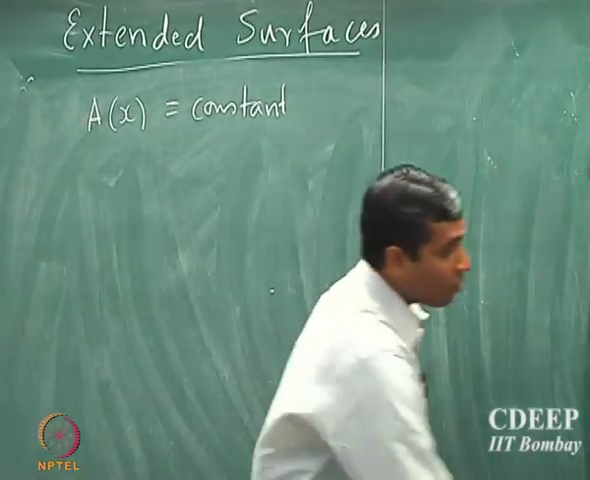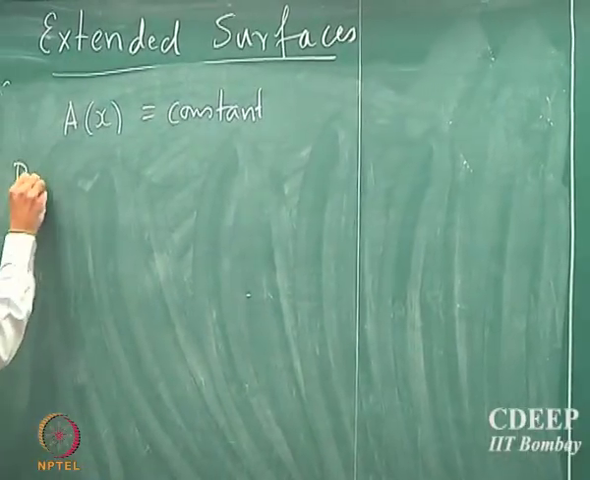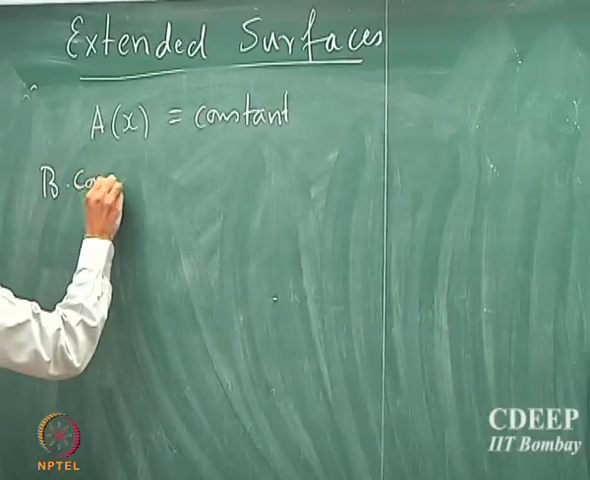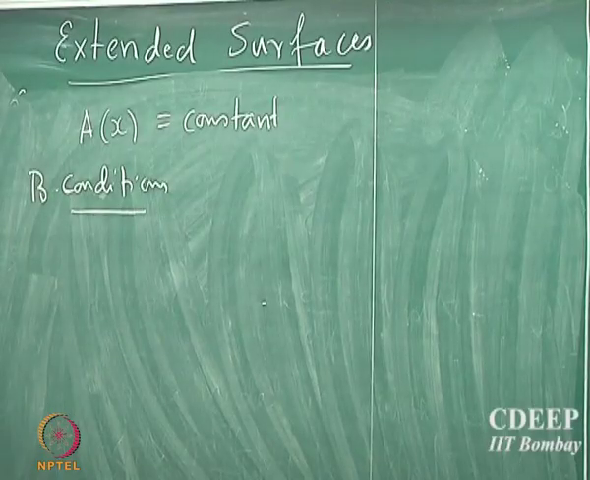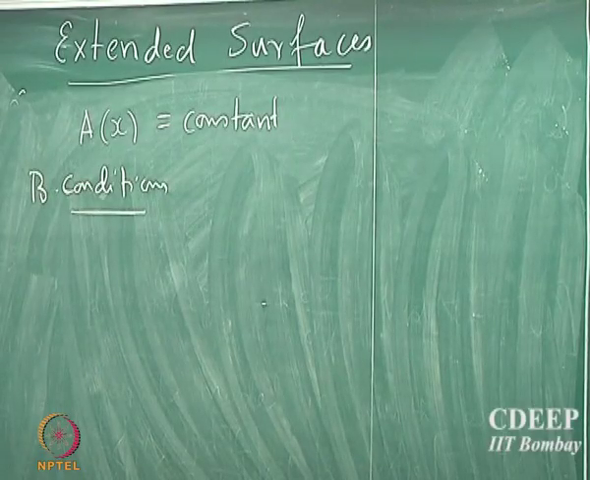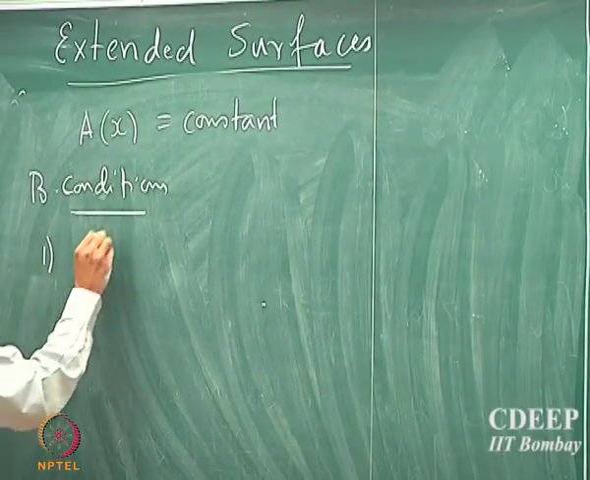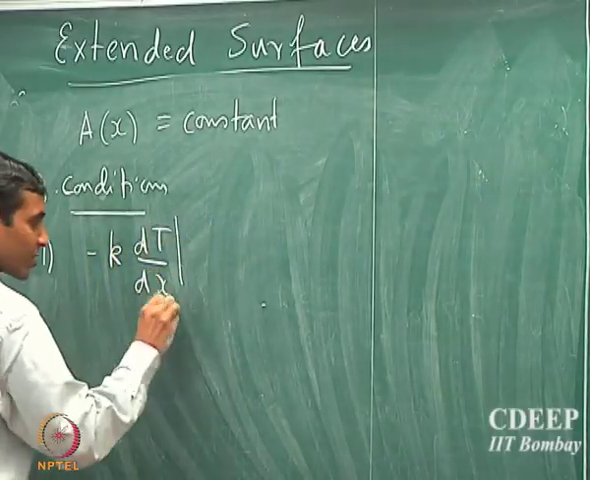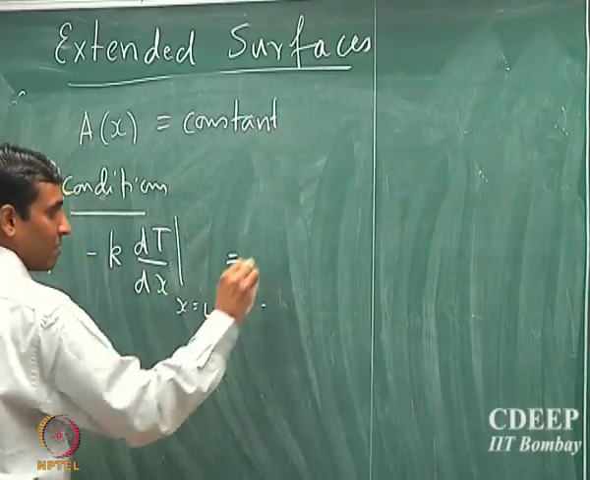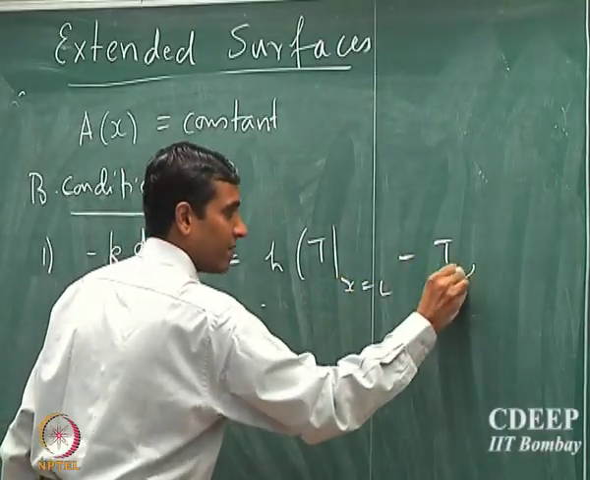Before that, we should actually go to the boundary conditions of this problem. In principle, there are four different possible boundary conditions that you could have. One is, obviously, a flux boundary condition: dT by dx at x equal to L will be h times (T at x equal to L minus T infinity).